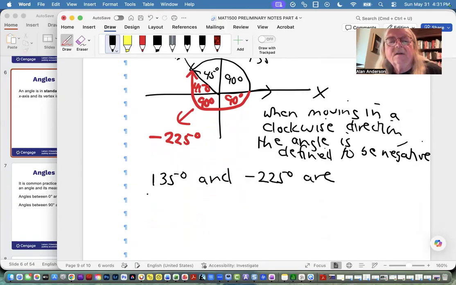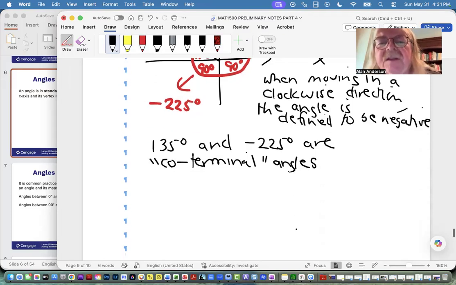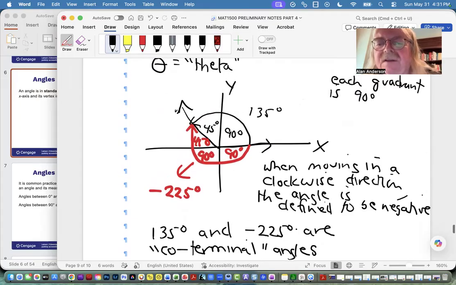are what we call coterminal angles. Basically, that just means they bring us to the same end final point. So if we go counterclockwise, that's a positive angle, which is what we're used to, but it's possible to have a negative angle too. So we just have to remind ourselves how that works.